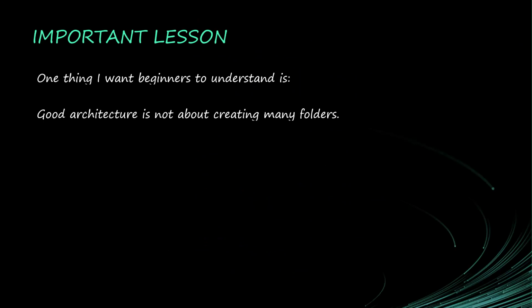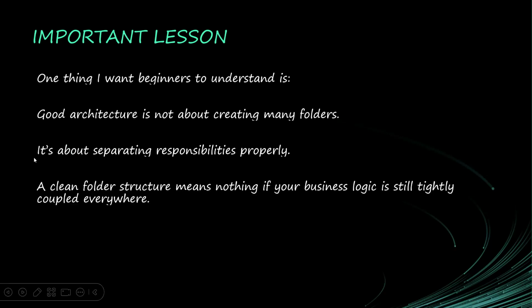Okay, so an important lesson. One thing I want beginners to understand is good architecture is not about creating many folders. It is about separating responsibility properly. You should separate your business logic, your entities, everything. They should be in your domain layer. Anything that has to do with your main application, your use cases and stuff like that should be in your application layer. And your tools, your database, whatever connects the domain layer and the application layer should be in your infrastructure. A clean folder structure means nothing if your business logic is still tightly coupled. Your business logic should be loosely coupled.